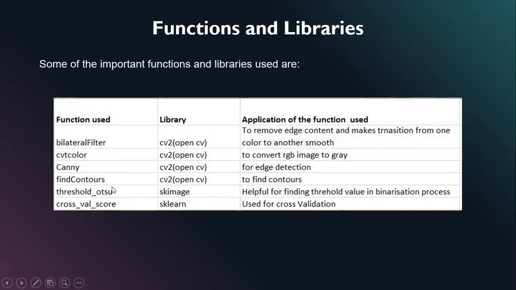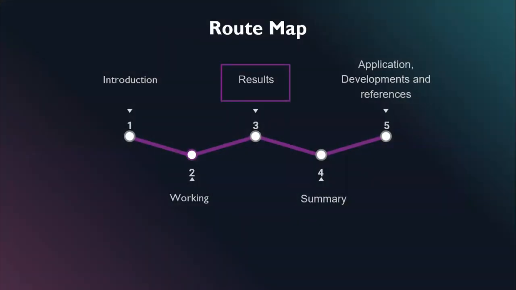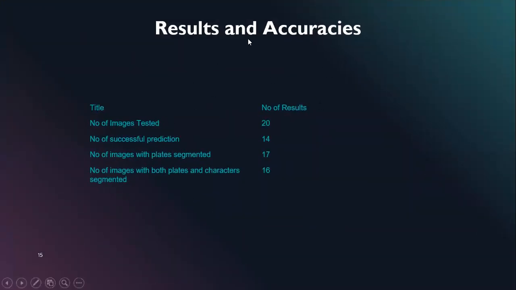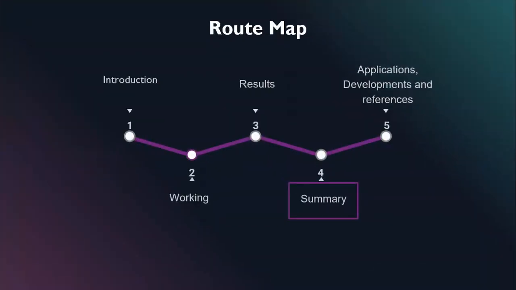Then we use the function threshold_otsu in the skimage library, which is helpful for finding the threshold value in the binarization process. And we use the function cross_val_score in the sklearn library, which is used for cross validation. So next we come to our results part. So here's the results we have obtained. Let's go to our next part, which is the summary.